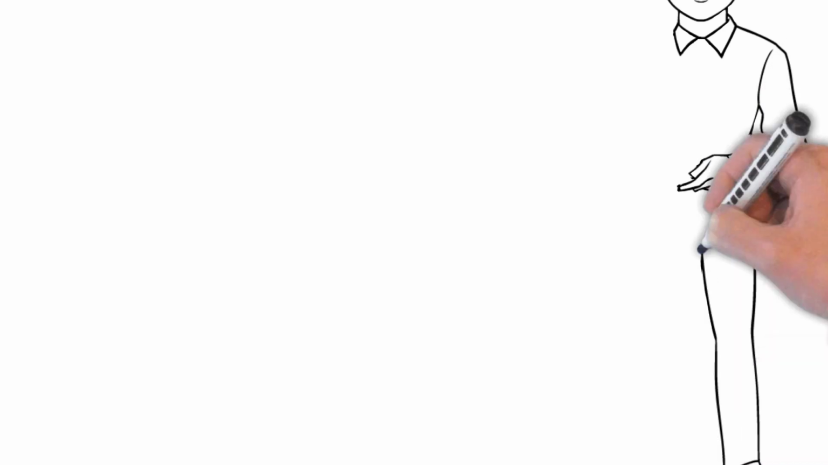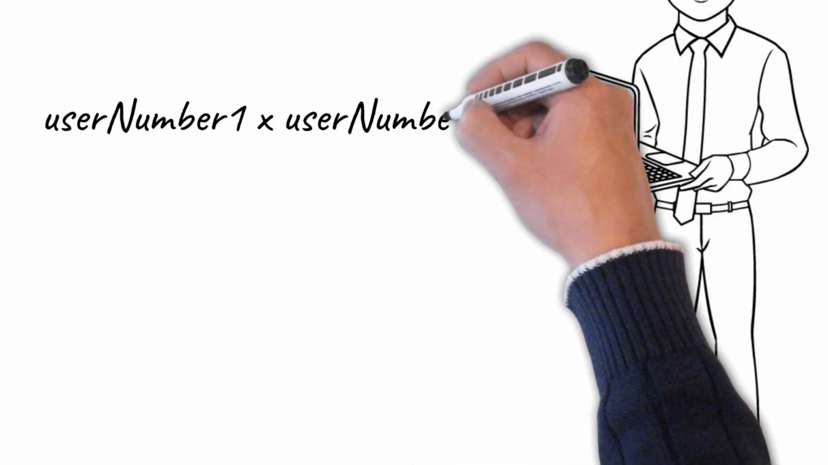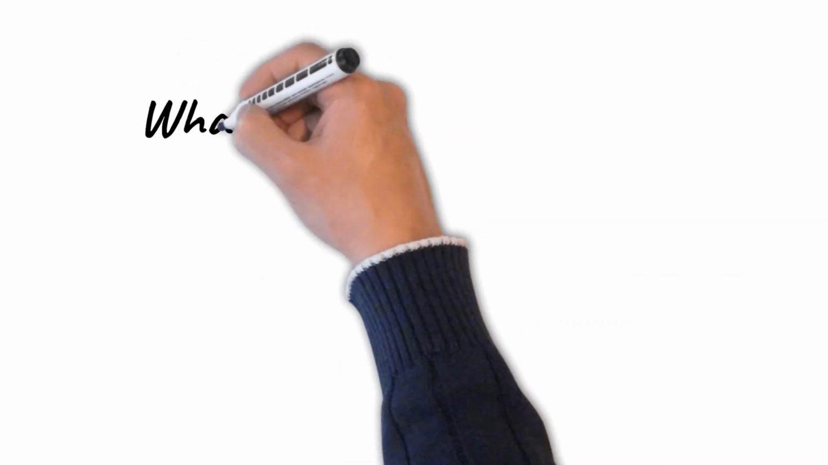We might write a program to help the user do some maths, but we've got no idea what sort of numbers they're going to type in. So we've used variables to represent the numbers that they're going to type in, and also to represent the total, because we can get the computer to do the maths for us. These are just some of the possible ways that we can use a variable.